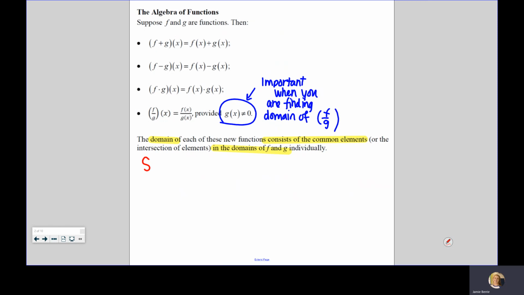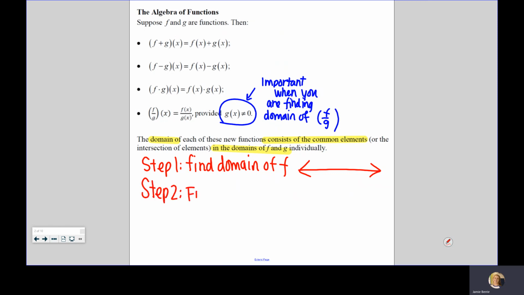All right, so step 1 is find the domain of f. So you're going to find the domain of f, and then you're going to graph it on a number line. So I'll just draw a little number line here to remind us of that. Step 2 is find the domain of g, and then graph it on a number line.